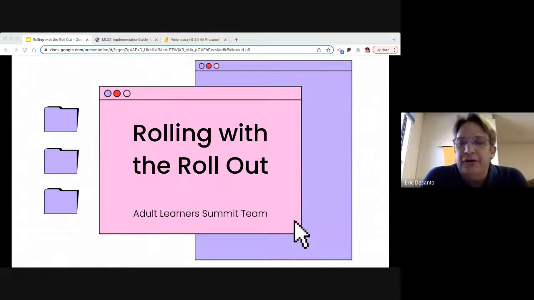For today, we'll do our introductions in just a moment. You are in Rolling with the Rollout, the adult learners presentation for today. We are extending on some of the work that we have done in the last couple sessions, looking at how working with adult learners is similar and different from working with your students.